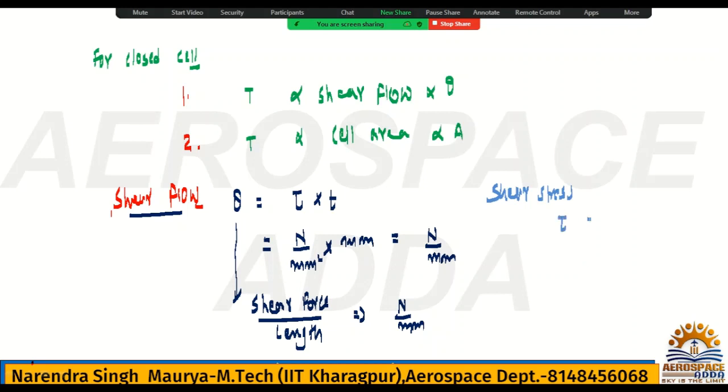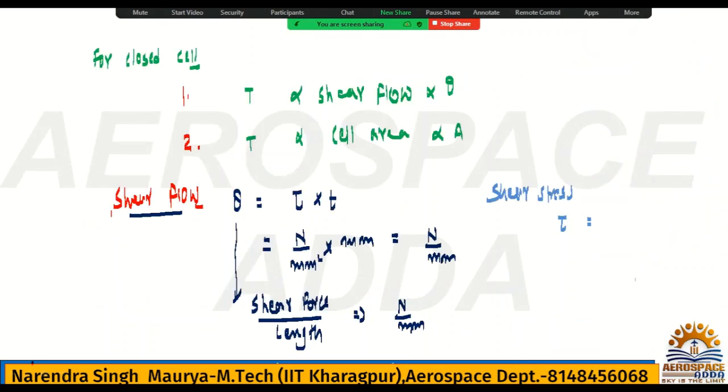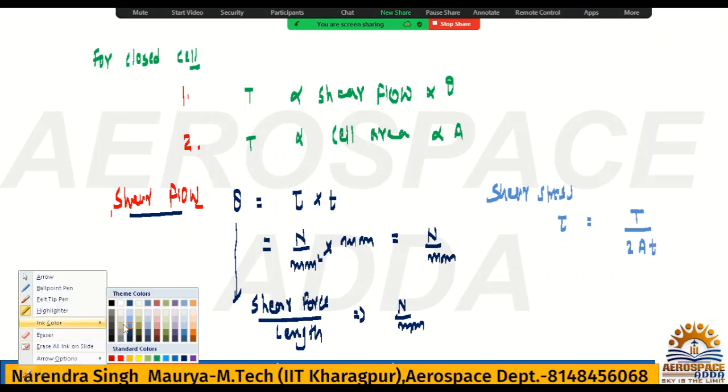So shear stress is nothing but tau. Check what is the formula you got. You got T is equal to 2aq, and q is nothing but tau into t. So from here, stress is nothing but torque divided by 2 times area into thickness. Let me write this. Here stress is nothing but torque divided by 2 times area into thickness. So this is also very important formulation.